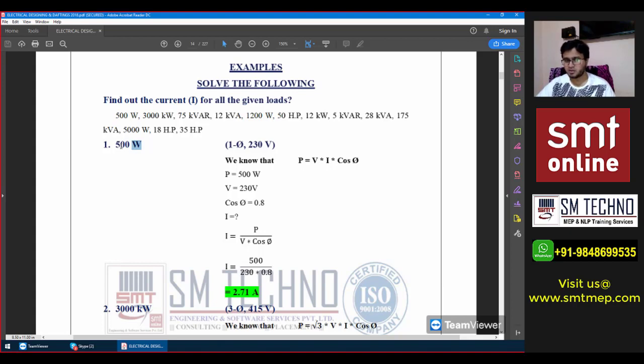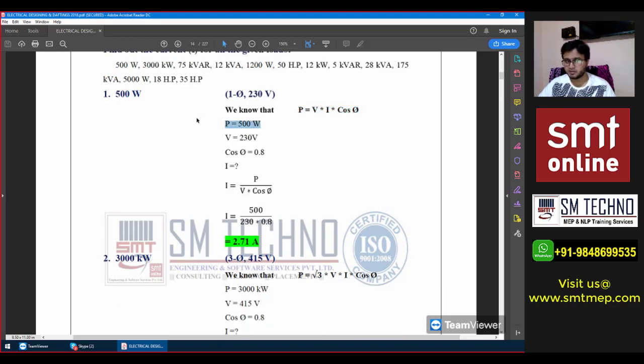So 500 watts in the sense, this is a single phase, because 500 watts will give you almost 0.5 kilowatt of load, because 1000 watts equal to 1 kilowatt. So single phase 230 volts. What is the formula we are having? P equal to VI cos phi is the formula. This has been defined.